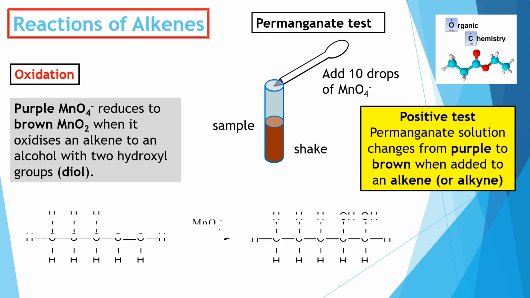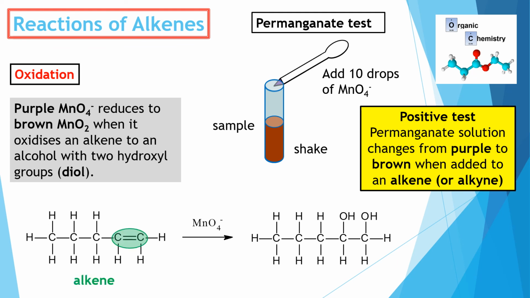oxidizes the alkene to an alcohol, and the alcohol it oxidizes it to is called a diol, or sometimes called an alkanediol, but I just like to call it a diol. So that's the last of the tests for the alkene.